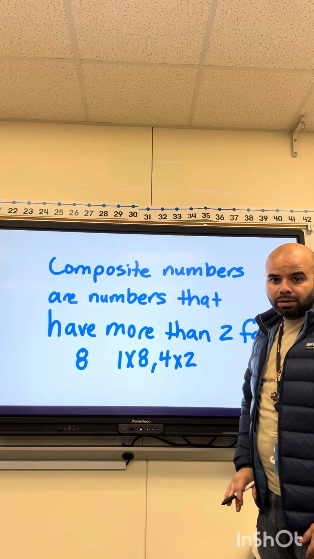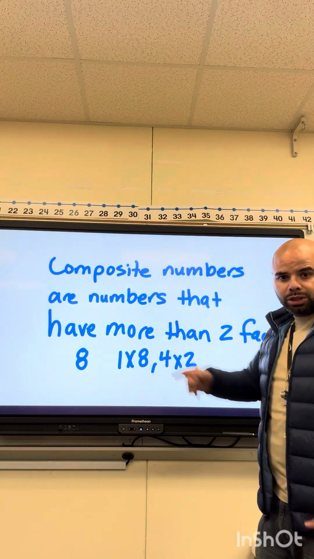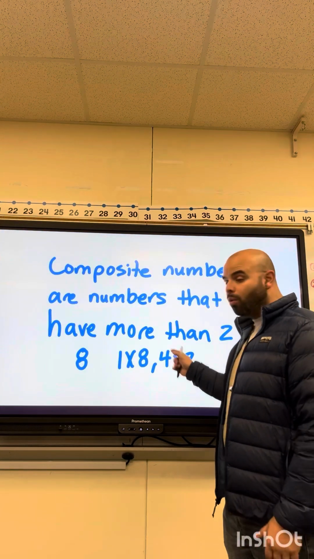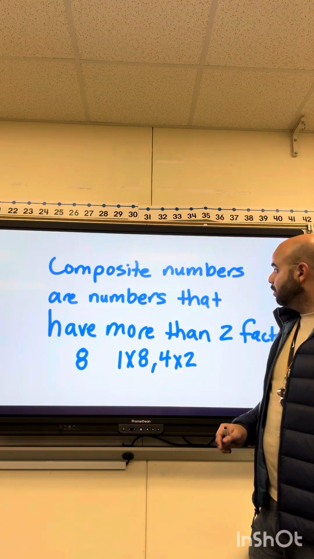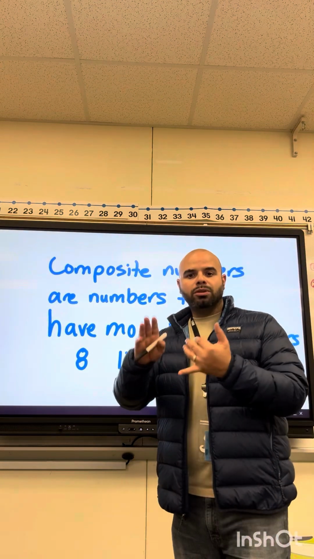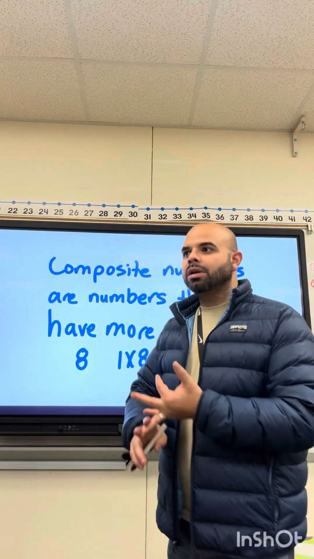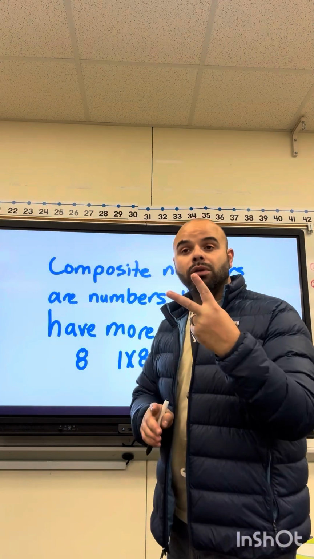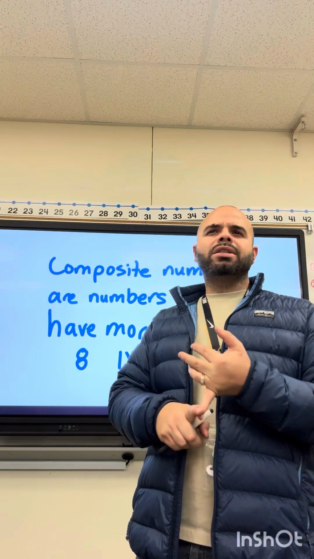But there's other numbers that you can multiply together to get you 8. So therefore, you have more than two factors. Okay? Composite has more than two factors. Prime numbers have two factors only. What are examples of prime numbers?